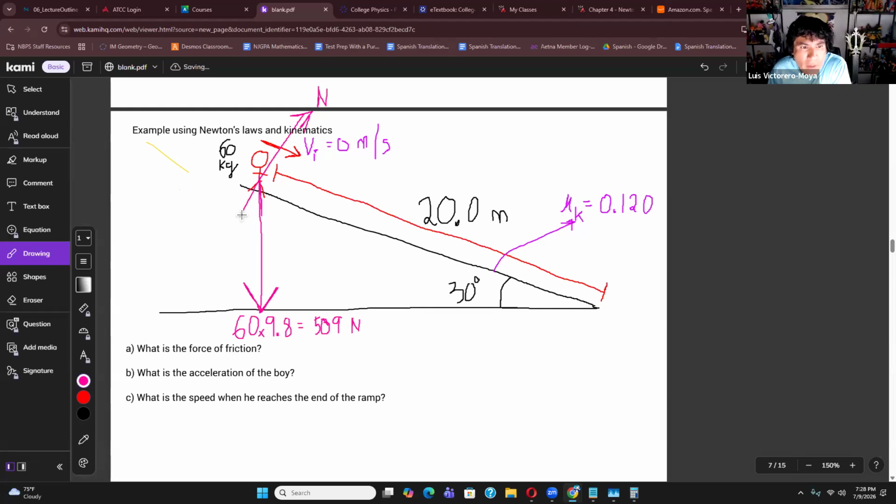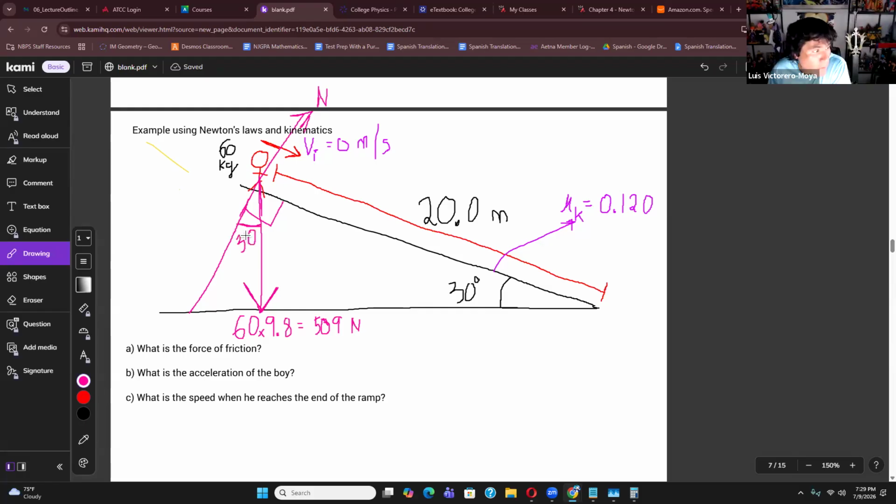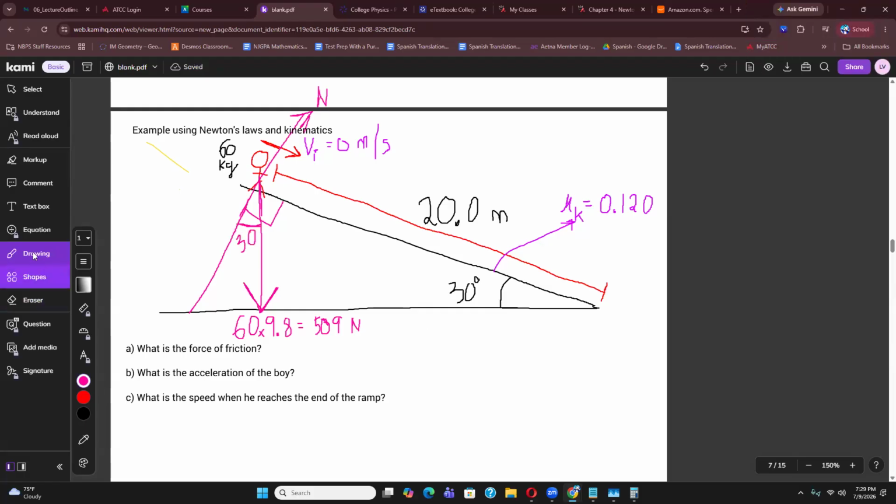Okay. Normal, let's extend this so you guys can see again the angle. It's 90 degrees, 30, 60. Sorry, we need this, not this. 60 times 9.8 is 588. 588. 509 would be the force of x. The weight of x, sorry.